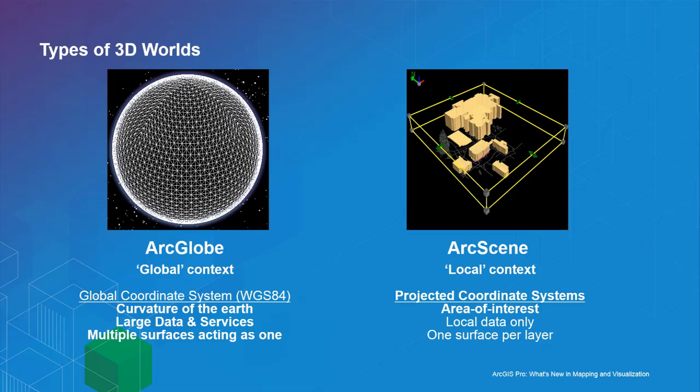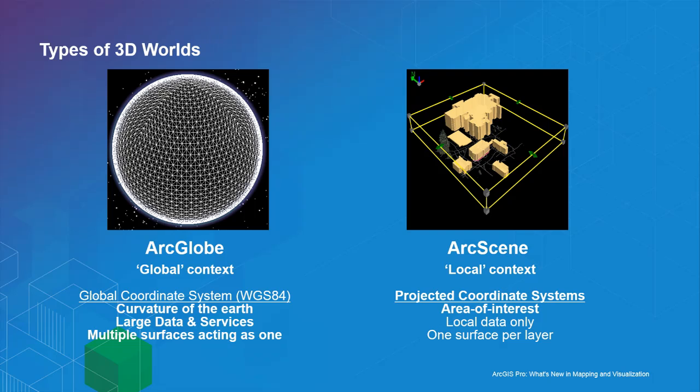So let's talk a little bit more about this global versus local in our scenes. Like I said, if you're familiar with ArcGlobe and ArcScene, this will be clear to you. If you were not so much of a 3D user, we'll just go through it here. The global context is for viewing sort of worldwide data. You're seeing it on a spherical surface, and you're always in the WGS84 global coordinate system. This is how ArcGlobe worked. We were able to use multiple surfaces, and it was really good for large amounts of data.